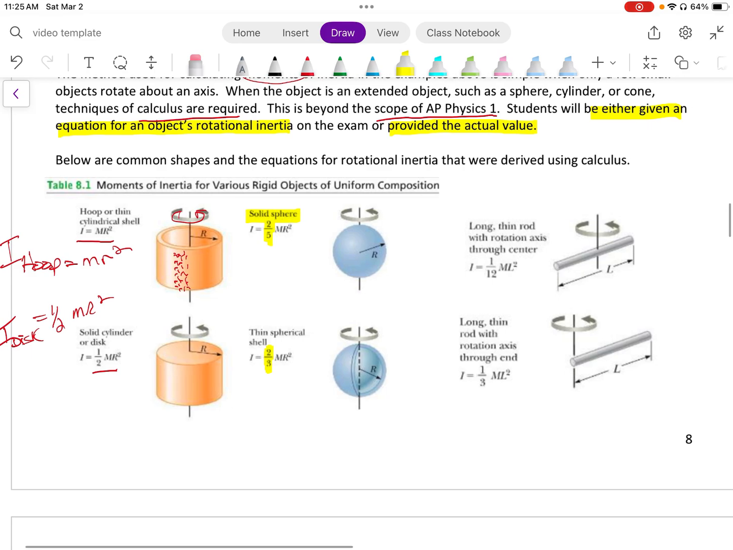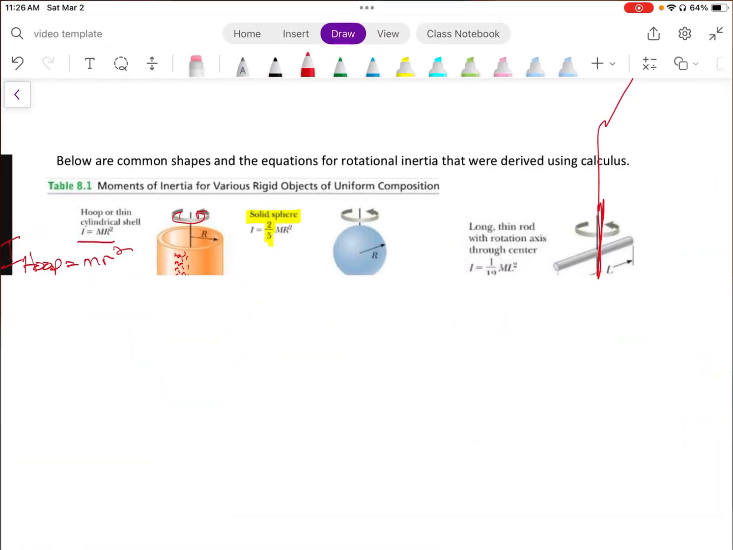Now, the axis of rotation matters. So here is a thin rod. The I value of a thin rod when there is an axis of rotation through the center of the rod.